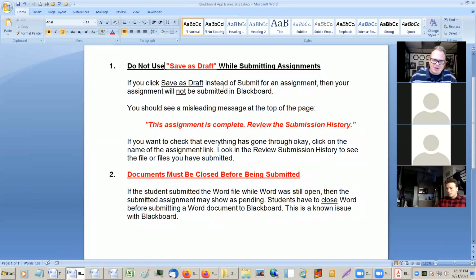So save as a draft for this class is really not necessary. It might be necessary in some of your other classes where you're doing a test and you want to save the draft before you submit it and take a look at it. But as far as this class is concerned, there's no reason to use it.